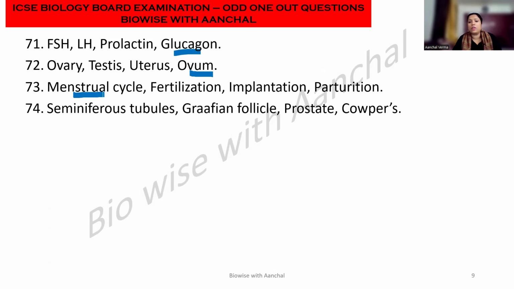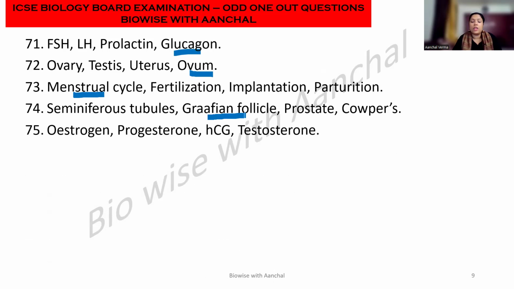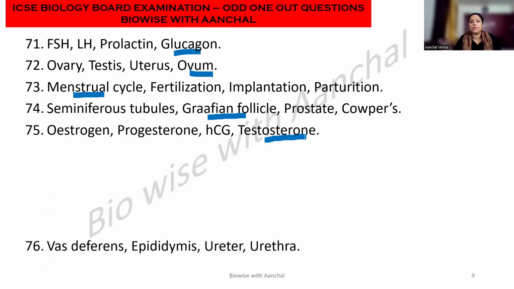Seminiferous tubule, Graafian follicle, prostate gland, and Cowper's gland. Here, Graafian follicle, because the rest are the components of the glands present in the male reproductive system. Estrogen, progesterone, HCG, and testosterone. Now, the odd one can be HCG, that is human chorionic gonadotropic hormone, released by the chorion layer of the growing fetus. So these are all in the females. Testosterone is in the males. So the rest are all hormones released in the female body during pregnancy.